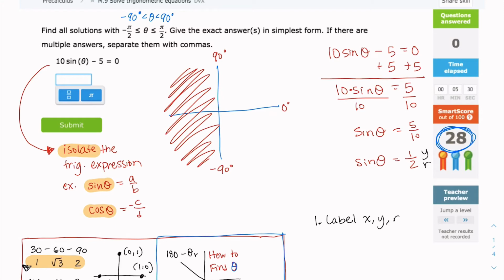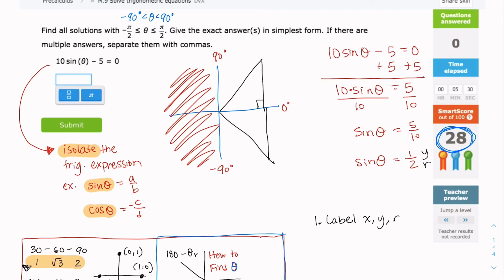Next, I need to figure out which quadrant this is in. So notice that sine is positive, and since r is always positive, that means y must be positive. And y is only positive in quadrant 1. Out of these two quadrants, quadrant 1 will give me a positive y. So my angle can't be here.